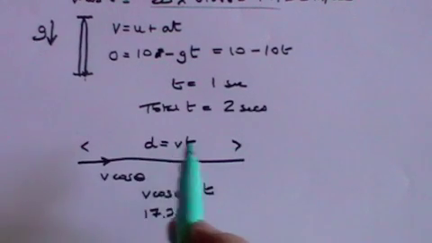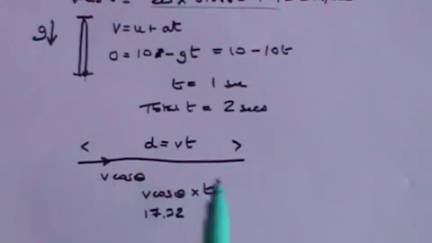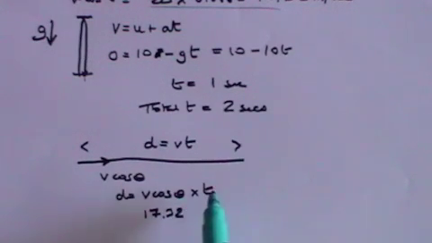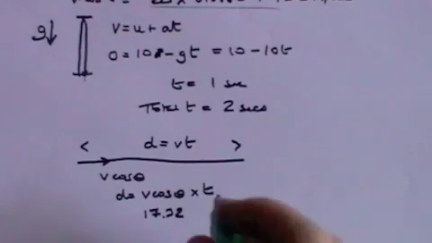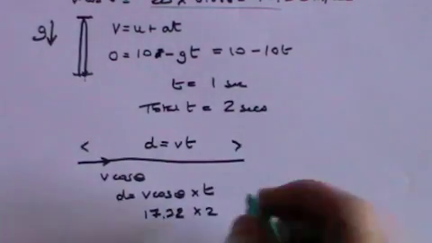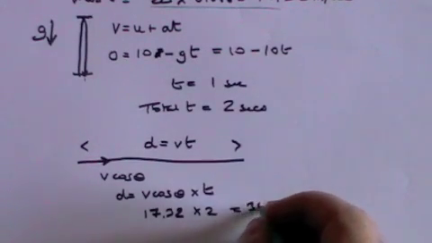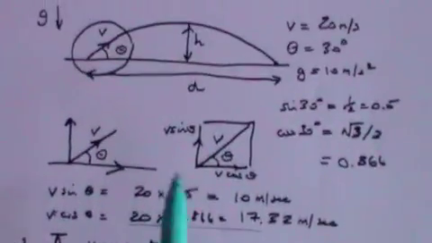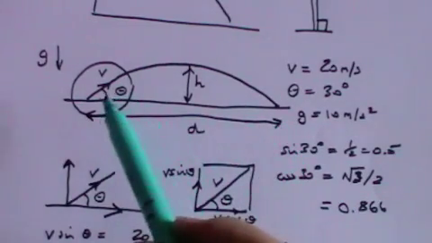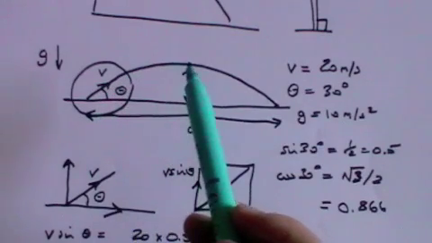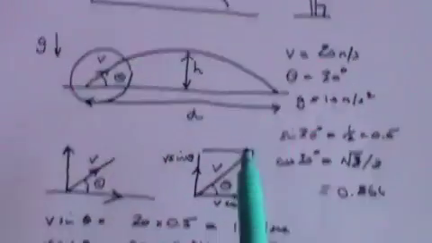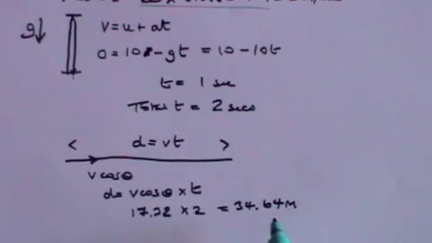Let's do that again. We said that d is vt. The velocity in this case is v cosine theta. So d is equal to v cosine theta, that's the horizontal velocity, times the time. Horizontal velocity is 17.32 and the time is 2 seconds. And that comes to 34.64 meters. So that tells you that the ball will go a total distance of 34.64 meters as its range here. Because in the 2 seconds, the ball goes up and comes down. And after 2 seconds, it's there, and the ball has travelled this distance, which we just calculated as 34.64 meters.